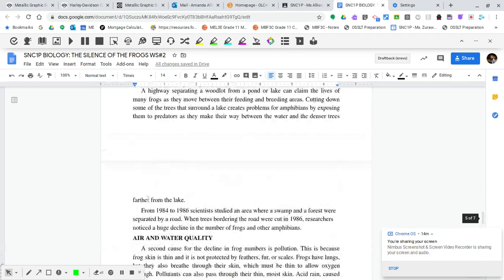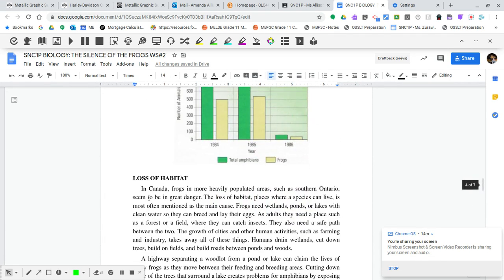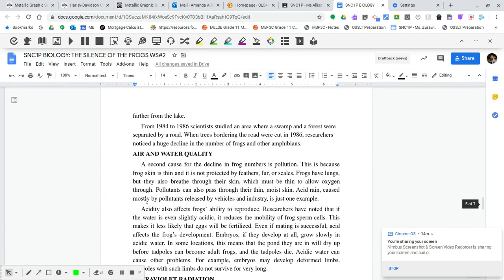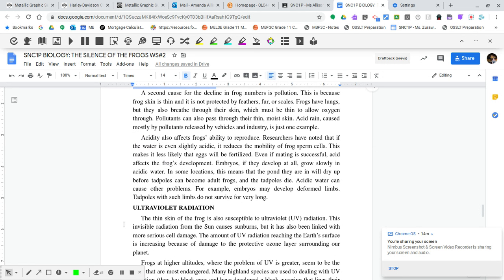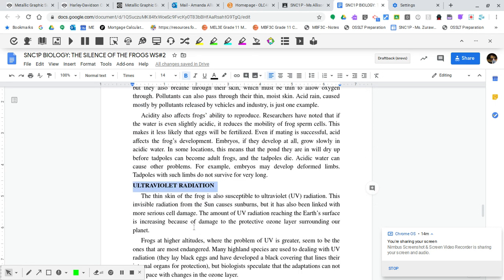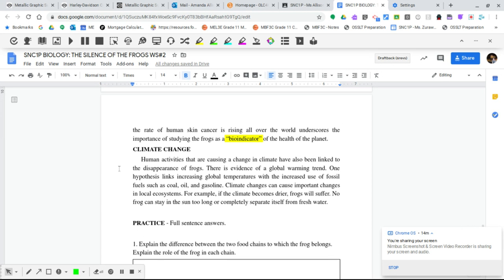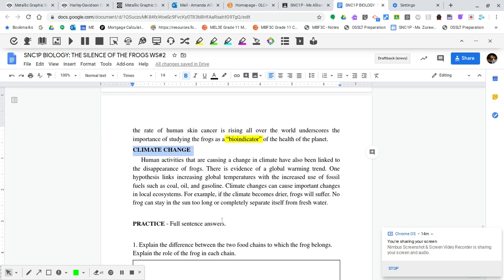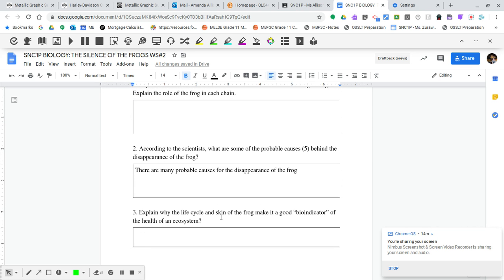Another example would be, because you need 5 of them, so loss of habitat would be 1, air and water quality, and give me an example of how that's impacting them. UV radiation, give me an example of how that's impacting the frog, and then finally climate change, and give me an example.